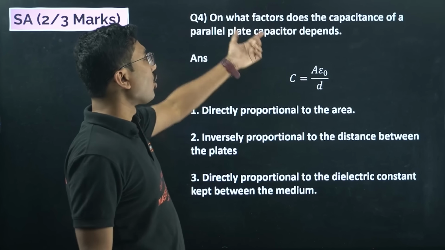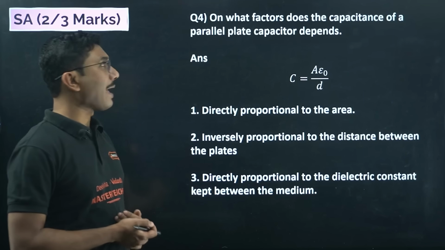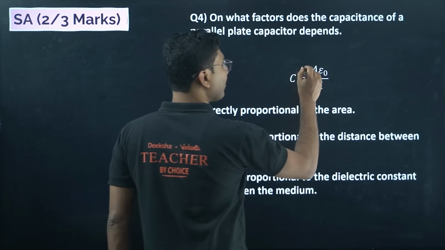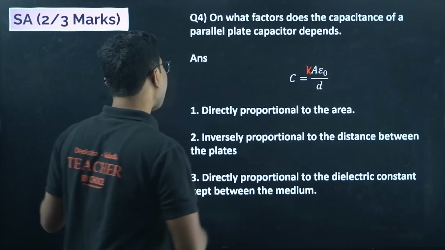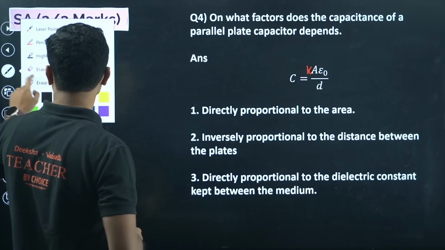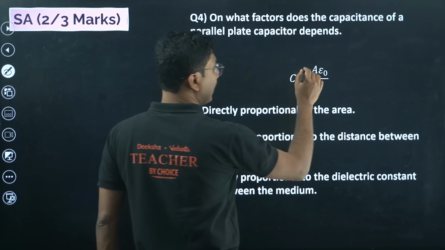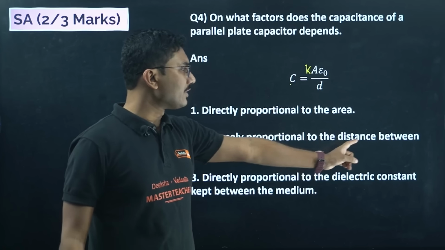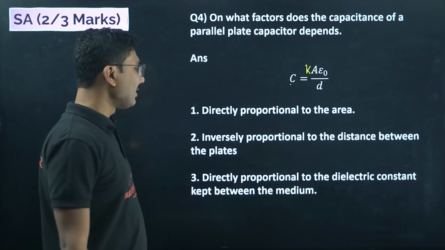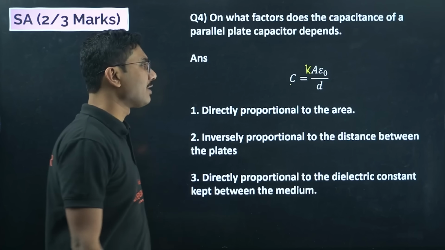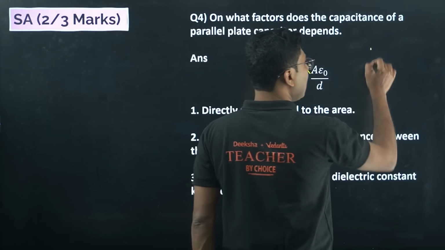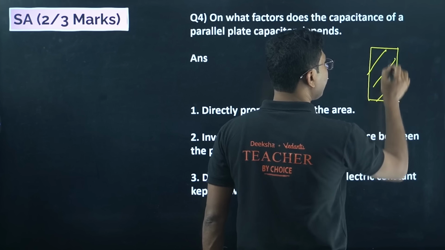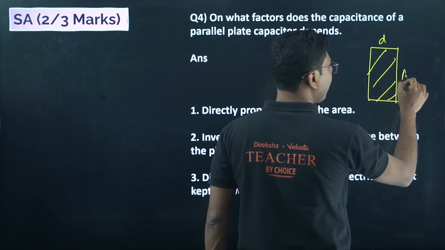Question number 4: on what factors does the capacitance of a parallel plate capacitor depend? C equals K A epsilon naught by d. You have to write the K as well. Okay, and you have to mention that C is directly proportional to the area, inversely proportional to the distance between the plates, small d, and directly proportional to the dielectric constant between the plates. So if this is a capacitor, in between the capacitor we have a dielectric medium, the distance between the plates is d, and the area of the plate is A.